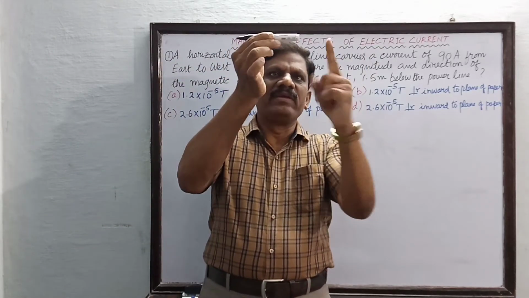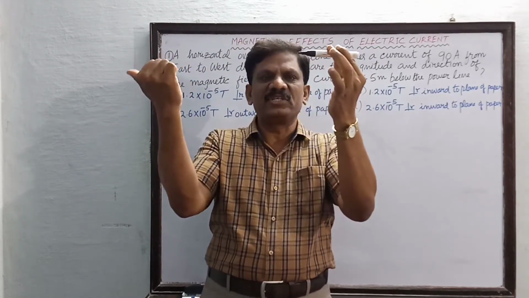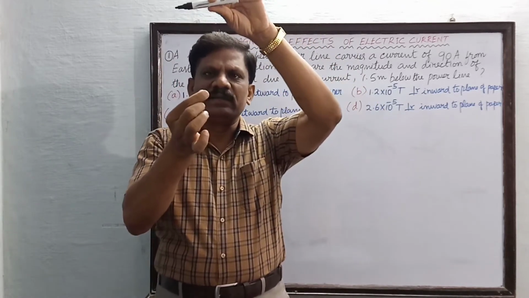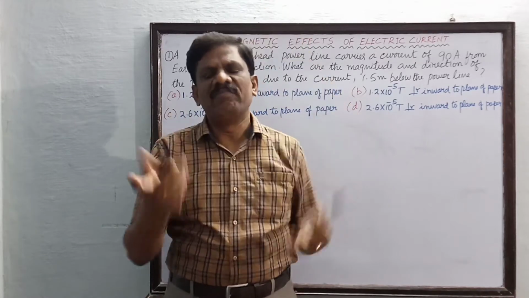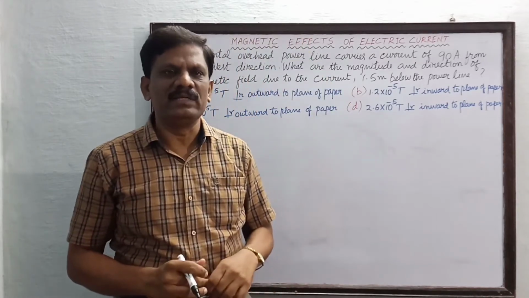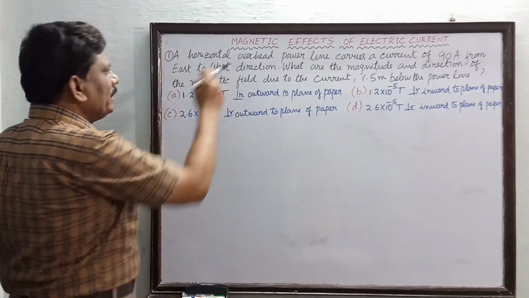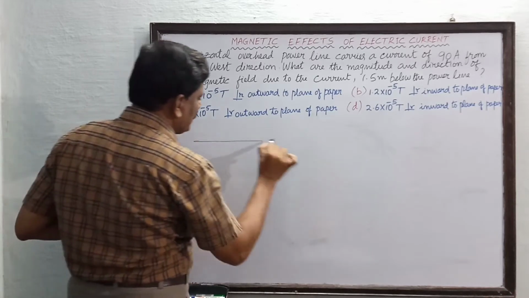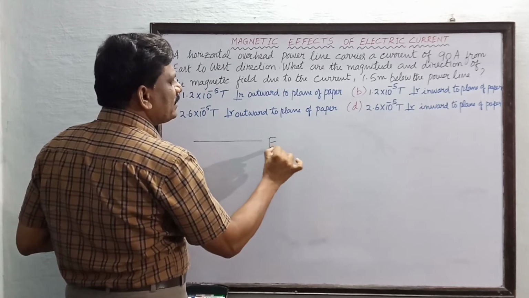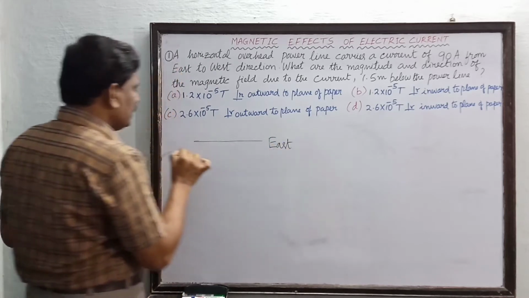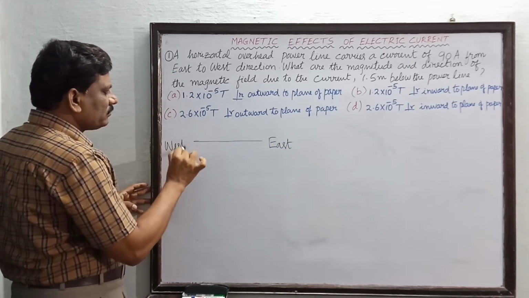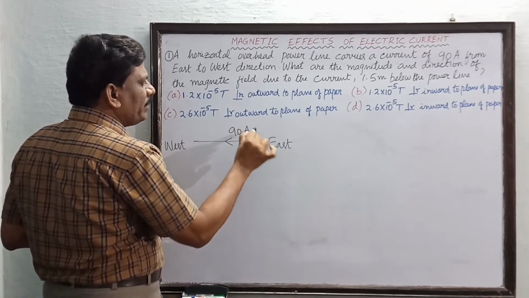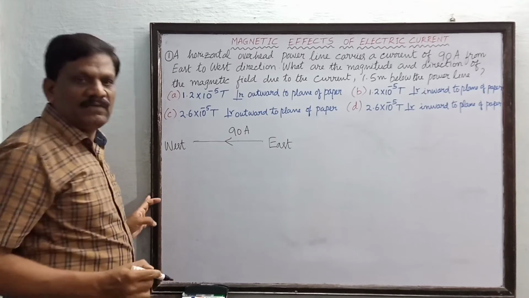The current is flowing from east towards west direction. 90 ampere current is flowing. So at a distance 1.5 meter, you choose a point P and find the magnetic field. Very simple only. Now current is flowing from east to west. So I will take this as a straight wire, and this is east and this is west. So the current of 90 ampere is flowing from east to west.